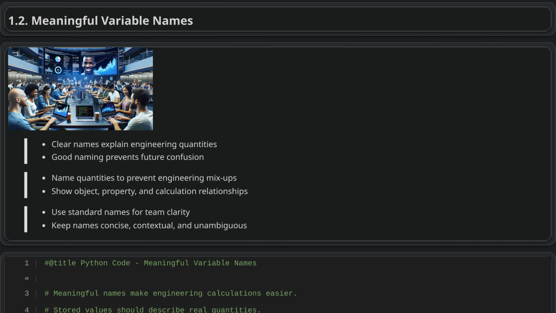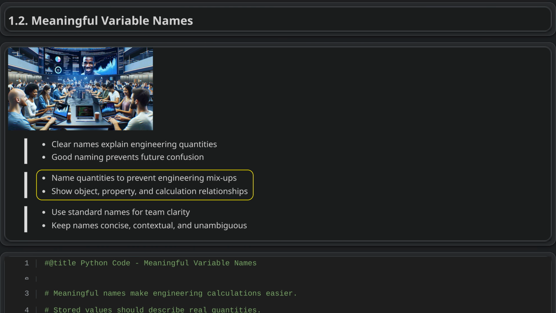Meaningful variable names. In civil engineering, clear names for stored values help make calculations easier to understand and check. Descriptive names show what a quantity represents, such as a beam distance or soil property, while vague names can cause confusion. Good naming preserves the engineer's reasoning and reduces the risk of misinterpretation later.